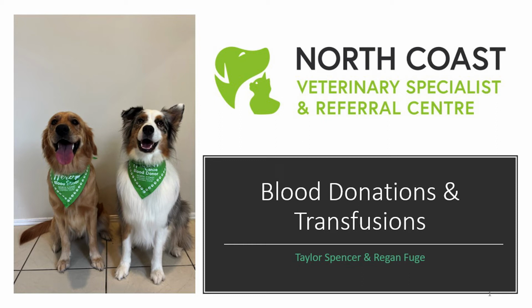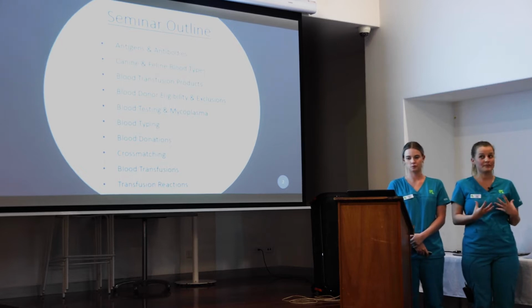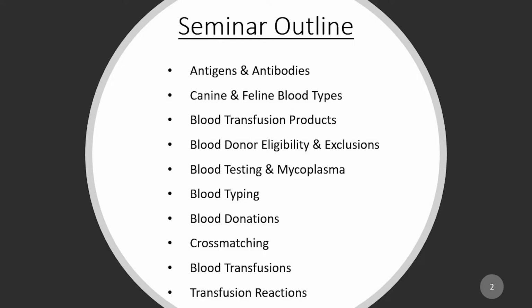Our seminar today is on blood donation and transfusion, generally speaking, just transfusion medicine. So things that we'll cover are antigens and antibodies, just a brief little definition, just so you understand some of the things that we'll discuss today: canine and feline blood types, blood transfusion products, blood donor eligibility and exclusions, blood testing and mycoplasma, blood typing, blood donations, cross-matching, blood transfusions, and transfusion reactions.